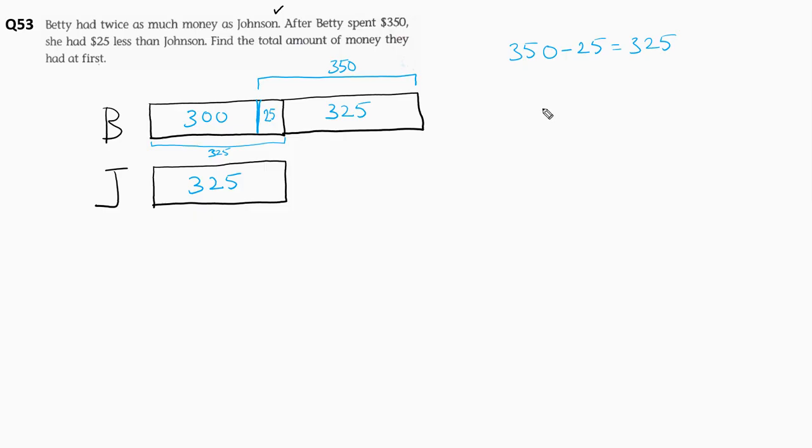What are we asked? We are asked to find the total amount of money that they had at first. Well, at first they had these equal sections. So this all together is 325. This is 325 and this is 325. So all I need to do is 325 times 3. And if I do that, I'll put my dollar signs in finally, I get $975.